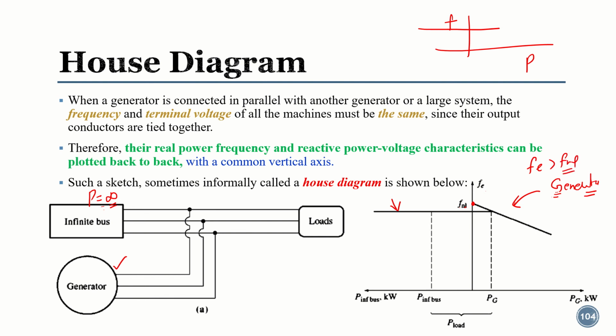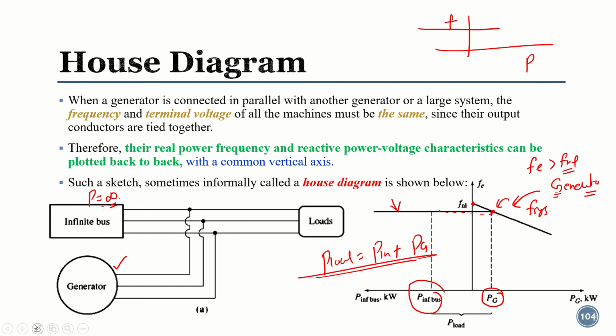Why? Because if you attach it at a high frequency, this line and this line will intersect, and that will become your system frequency. So if we attach at a high frequency, then we can easily adjust these two. This is the power of the infinite bus, and that will be our generator power. So the total load power will be the sum of the infinite bus power plus the generator power.